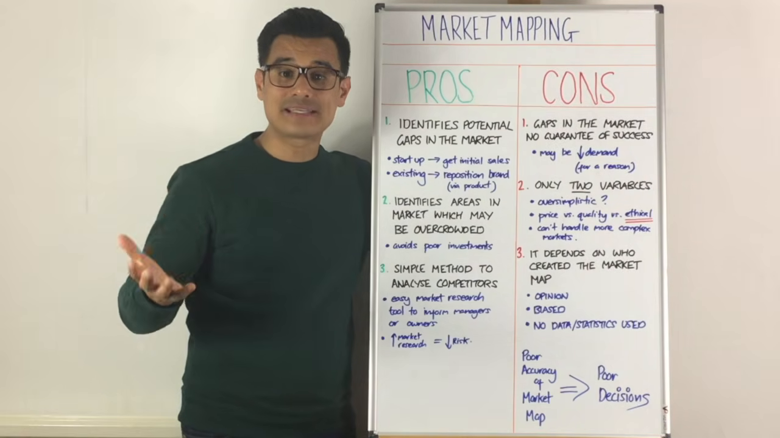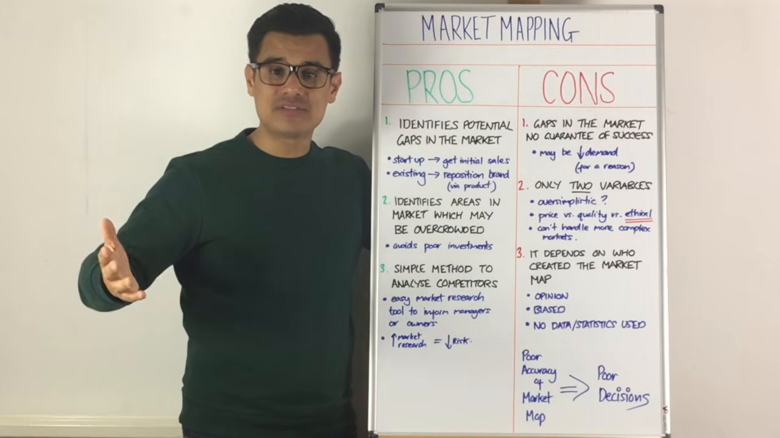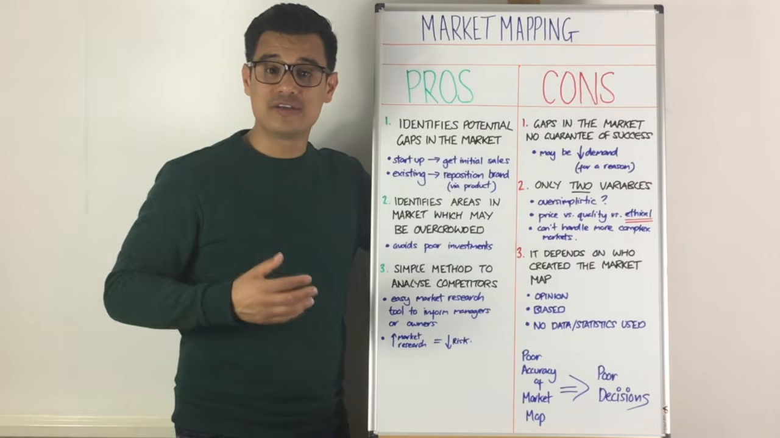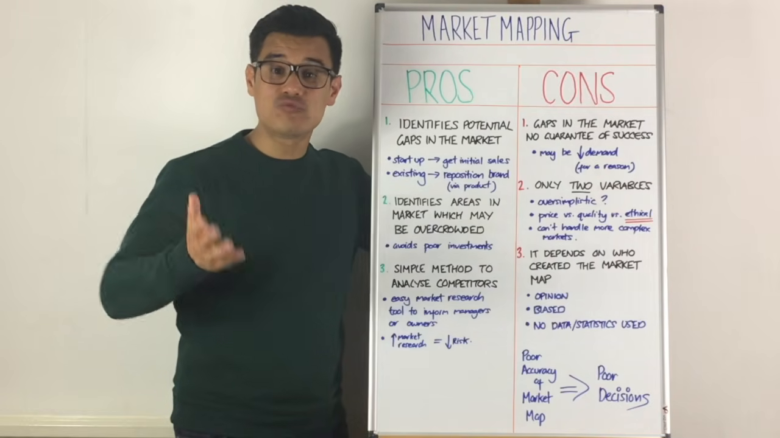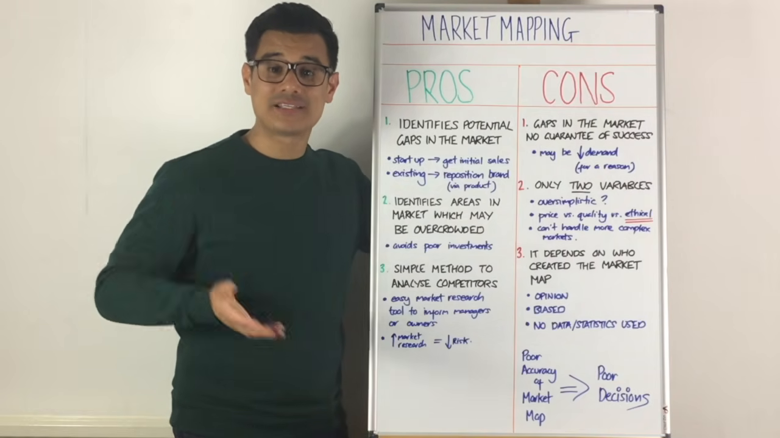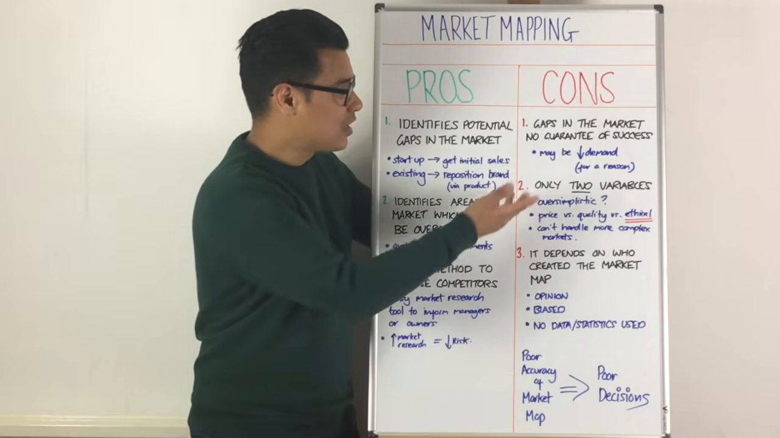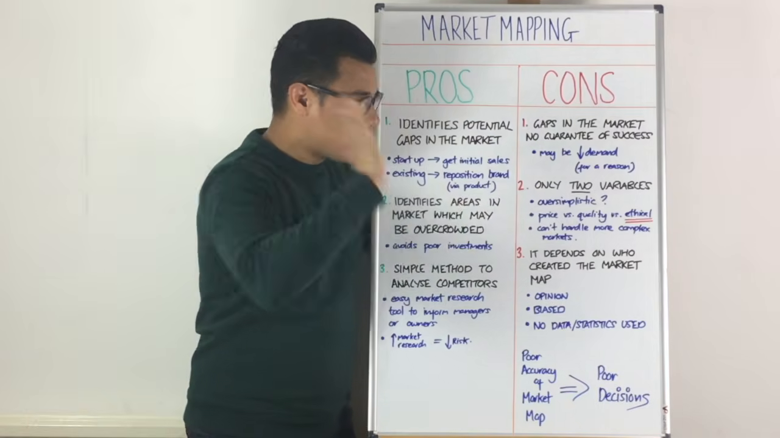The first con is that if there's a gap in the market, it doesn't mean you're guaranteed to have success, because there's a gap in the market, as we saw on the previous slide where you had low quality, high price. There's a reason why low quality, high price exists. It's because no one wants to produce goods like that because there's no demand for it. So gaps in the market, no guarantee of success.